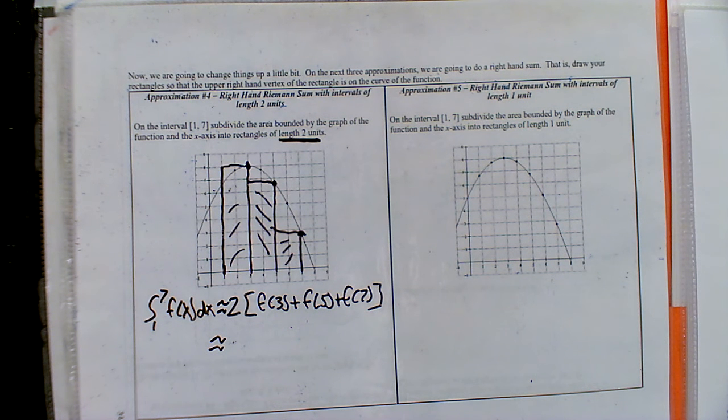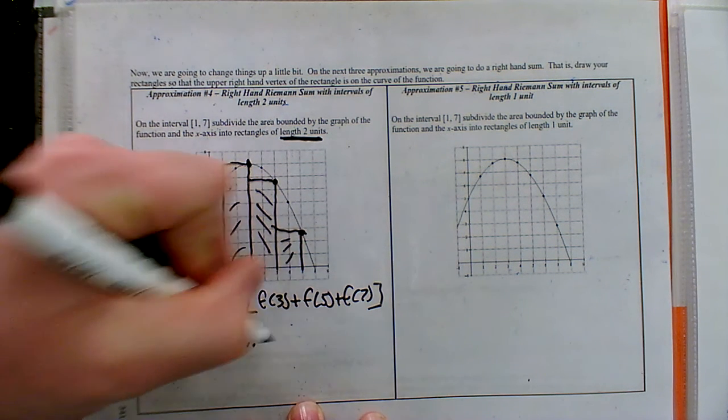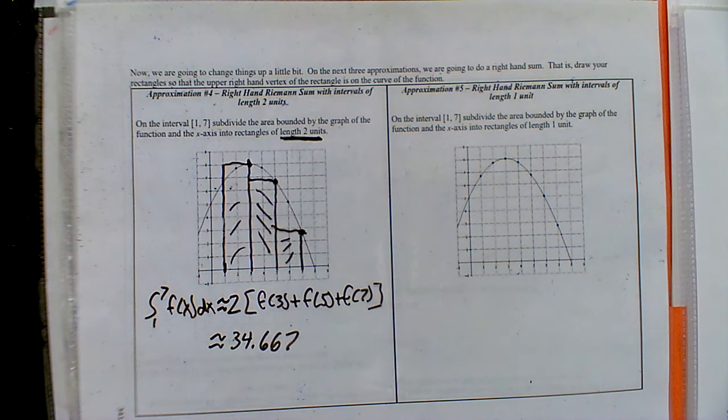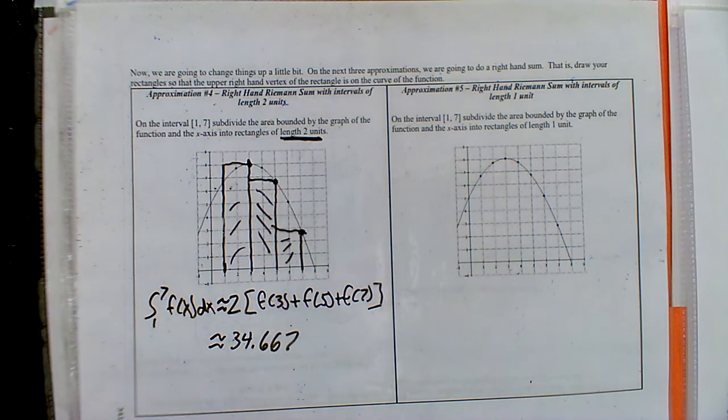Anybody find this value? Daniel, did you happen to find this value? Yes, I believe it was 34.667. 34.667. So think about what we just found. We had the same problem we've been dealing with the entire class so far, but we did the estimation differently.